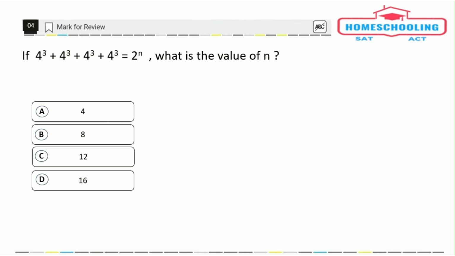Now moving to the next question. If 4 cube plus 4 cube plus 4 cube plus 4 cube is equal to 2 to the power n, what is the value of n? So as we can see, 4 cube appears 4 times, so we can say that 4 into 4 cube is equal to 2 to the power n.